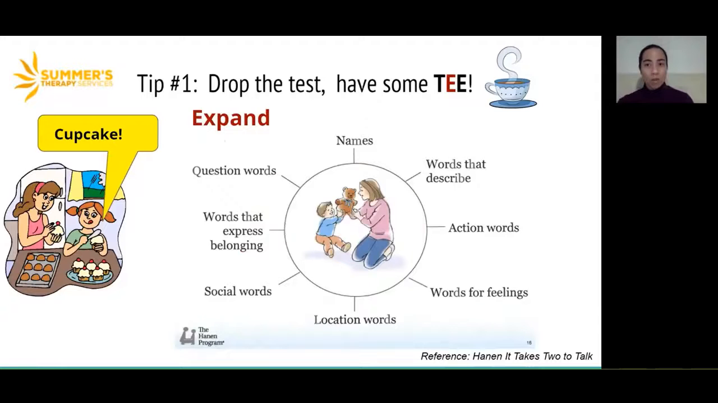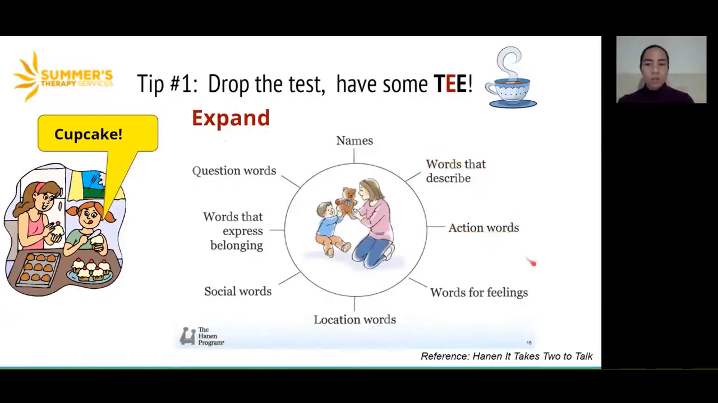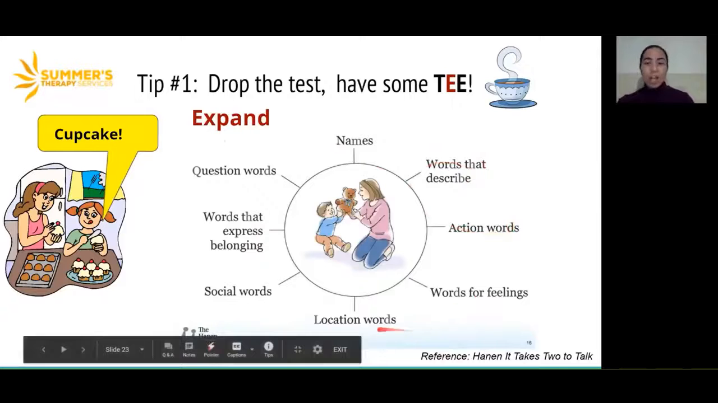expanding my child's language? Because there's no point we just keep expanding the names and names and names. A child's vocabulary needs to have both description words, action words, all the feeling words, location words, social words, all the range of these words, not just names of them. All right? So use this to expand a child's language.